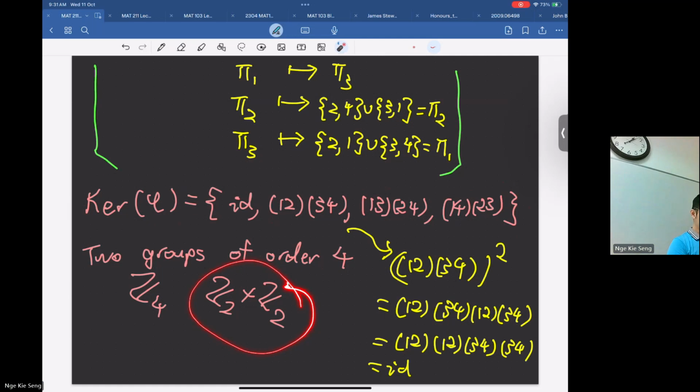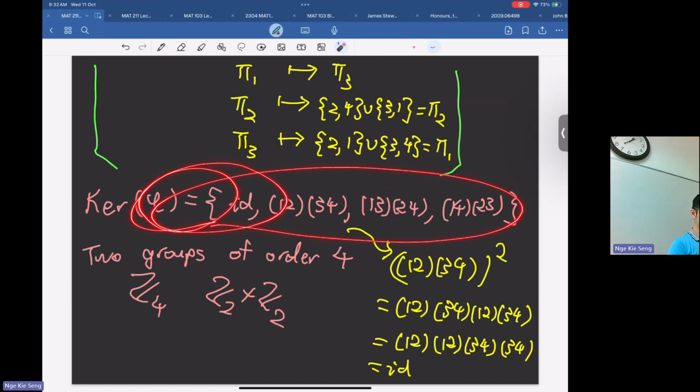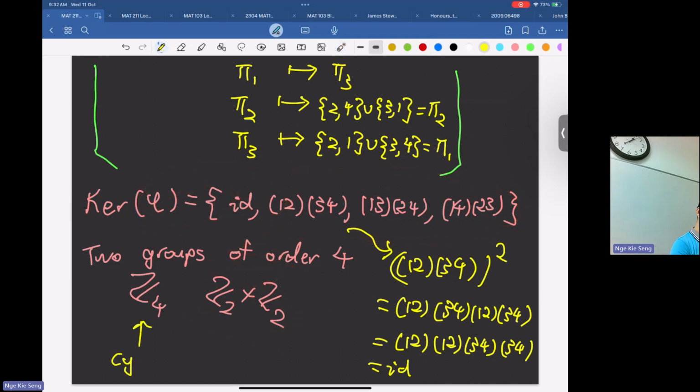Soon I will tell you what an isomorphism is, and how we show these groups are isomorphic. In the assignment, I asked you to show that Z4 is not isomorphic to Z2 cross Z2. So this phi is a way to build the Z2 cross Z2. Z4 is the cyclic group, and Z2 cross Z2 is what we call the Klein 4 group.